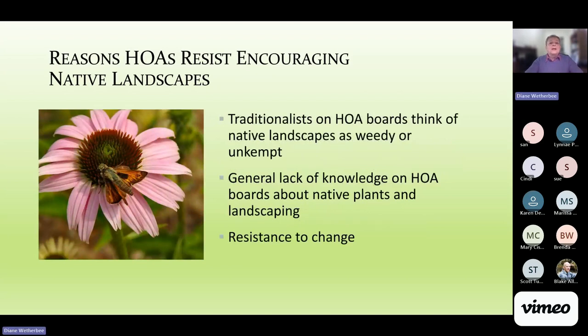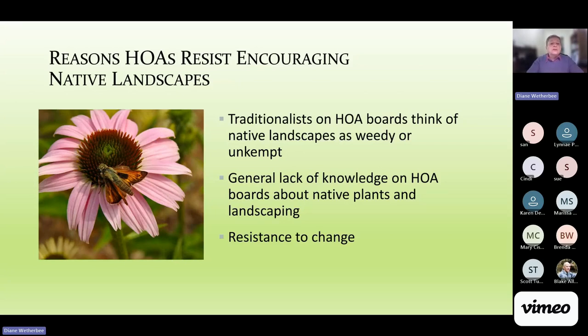The people on boards often think of native landscapes as weedy or unkempt. They look messy to them. They don't look neat. And like I said, they're not little balls or little squares. There's just generally a lack of knowledge on HOA boards about native plants and landscaping. They just don't know those plants, because if you go into a big box store, what do you see? You don't see native plants. You see a lot of plants brought in from other places.